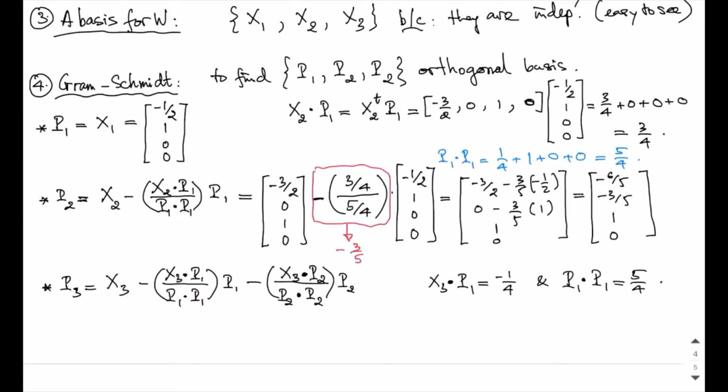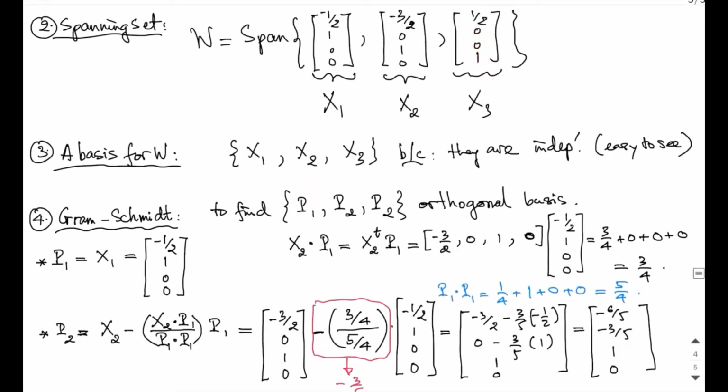Then you will have to compute x3 dot P2. x3 is this guy, right? Dot with P2, this guy. P2 is this guy. So 1/2 and negative 6/5. So that is going to give you negative 3/5. 0 with this one is going to give you 0. 0 with 1, 0. 1 with 0. So what you actually get is negative 3/5.